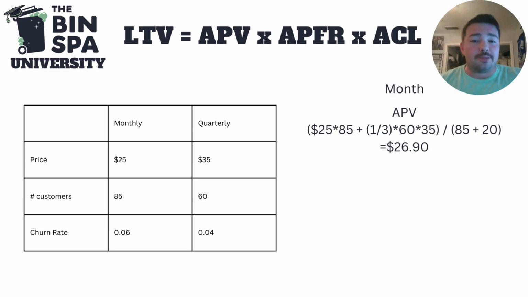So right away, our APV, we're taking an average, right? So we're going to do $25 times 85 customers. So in our month, we're getting that much money, $25 a visit times 85 visits, plus a third of 60 times 35, because only a third of our quarterly customers will be on any given month. So a third times 60 times 35, and you divide that by the total number of customers, which is, I actually put this wrong. It should be 85 times 40, 85 times 60, right?